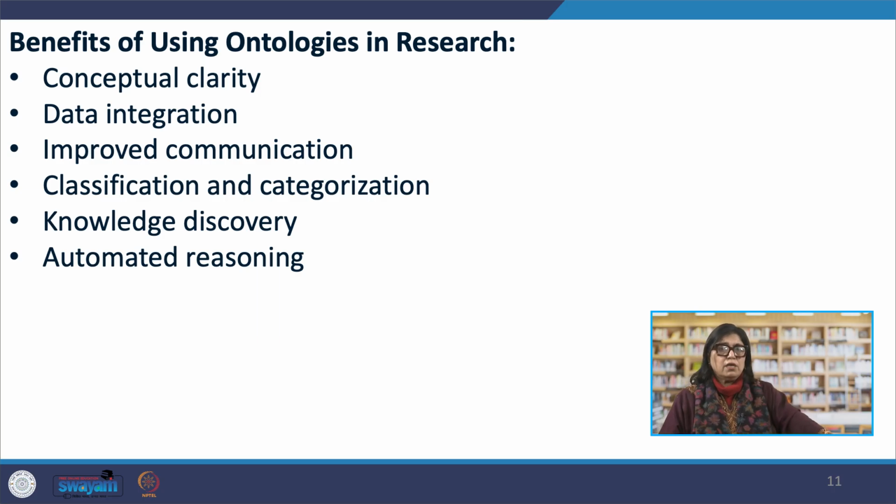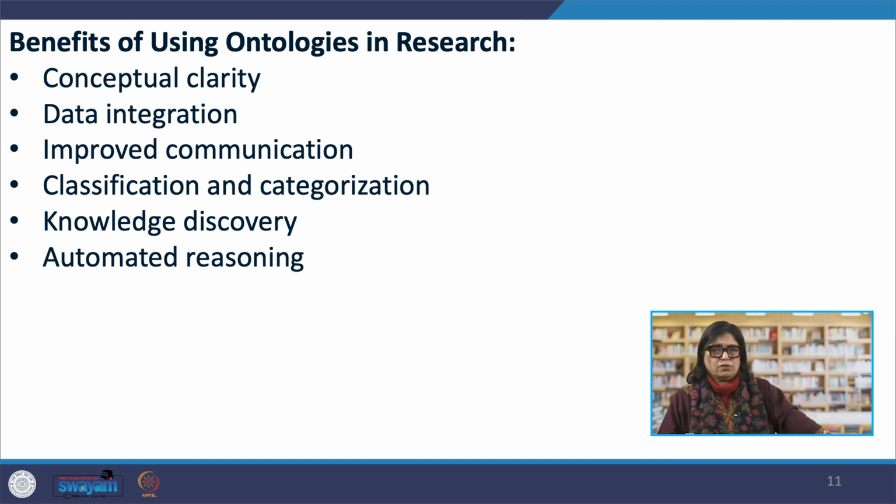Data integration: when researchers use a shared ontology, they can combine material, data, or resources from different studies, enabling large scale analysis and more robust conclusions to justify the argument. Improved communication: a well developed ontology facilitates clear communication among researchers by providing a common vocabulary for discussing complex concepts. That is why there should be less chance of ambiguity.